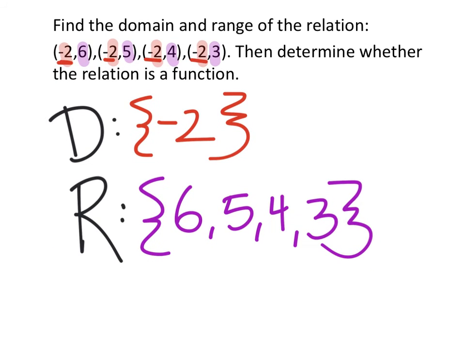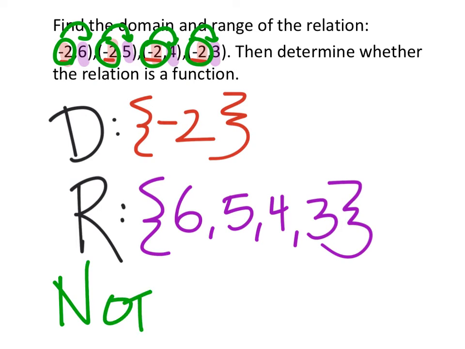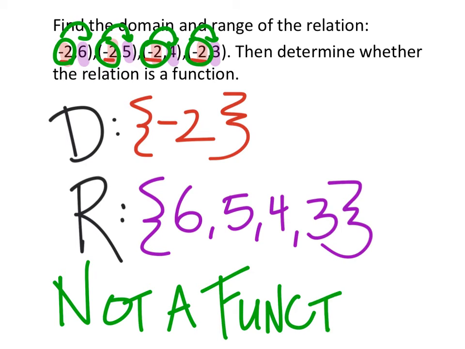Now, this last part says determine whether the relation is a function. To do that, let's go back. Up here it shows that -2 will spit out a 6. Right here, -2 is spitting out 5. Here, -2 spits out 4. That's no good, you guys. Even this last one, this -2 spits out a 3. Since it's spitting out different values, this one is not a function. So whenever you see x values that spit out different y values, even if it's just one different y value, then it's automatically not a function.